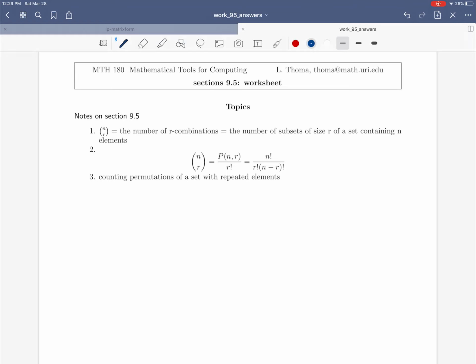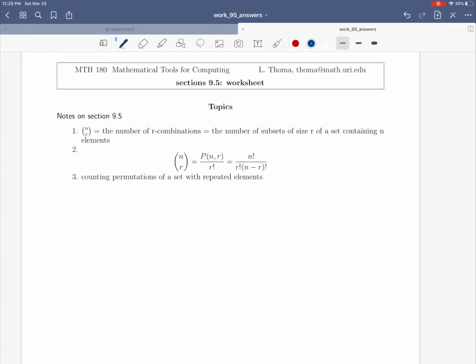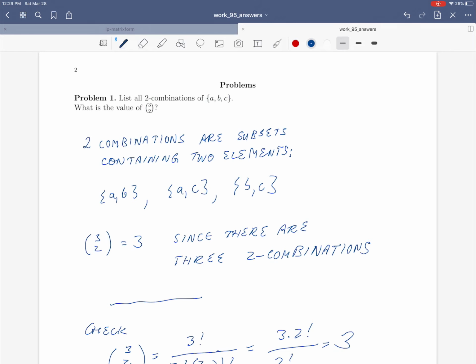So this video will contain problems 1 through 3. So let us start with problem 1. List all two-combinations of the set {A, B, C} and compare with the value of 3 choose 2.